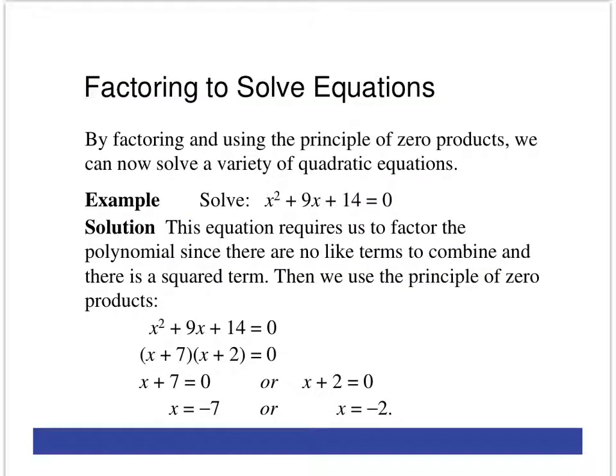Okay, we're just going to talk about this slide a little bit because this is what we're getting ready to do. By factoring and using the principle of zero products, we can now solve a variety of quadratic equations. So the direction said to solve x squared plus 9x plus 14. So in order to solve, we need to factor. So the first thing we do is we factor. So we get x plus 7 and x plus 2, and we set those equal to 0. And then we solve, just like we did on the previous slides.